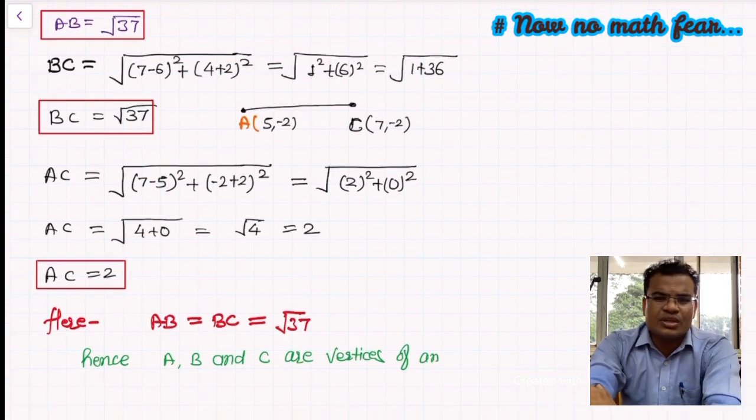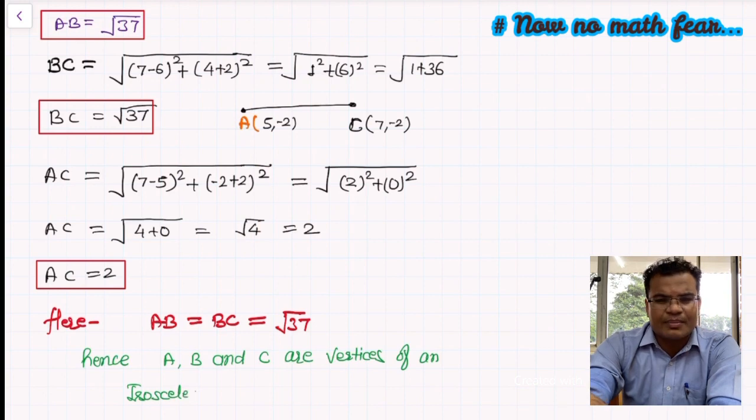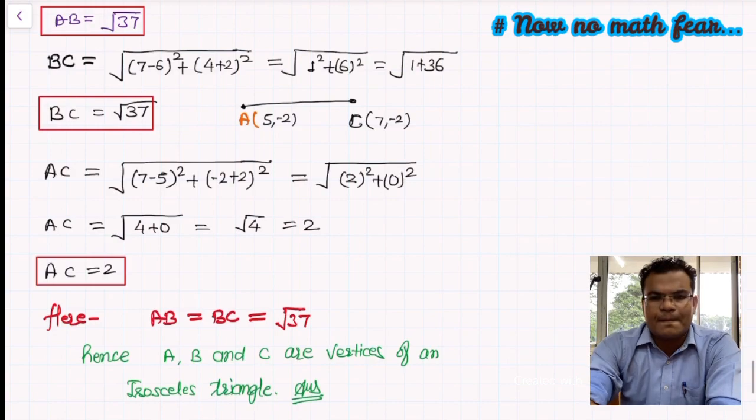I hope you understood the solution, all the concepts: the isosceles triangle property, and what the collinear property is, all the things. So finally, the answer you will write is: A, B, C are vertices of an isosceles triangle. This is your answer. Fine.